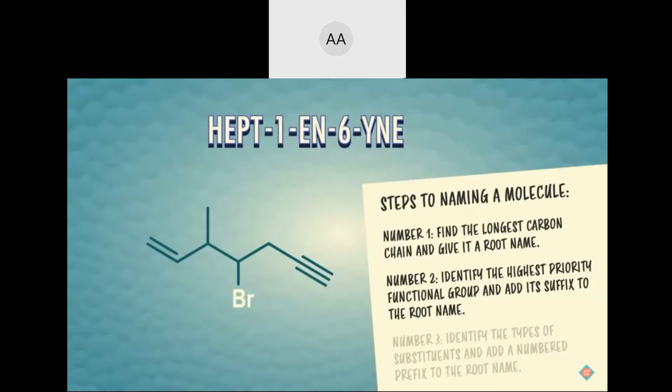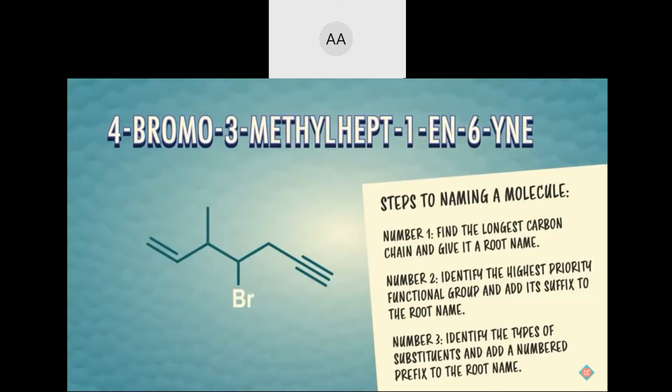Finally, number 3, identify the types of substituents and add a numbered prefix to the root name. In this case, there's a bromine on carbon 4 and a methyl group on carbon 3. Taking alphabetical order into account, we add 4-bromo-3-methyl before the root and suffix. And we've conquered this puzzle!